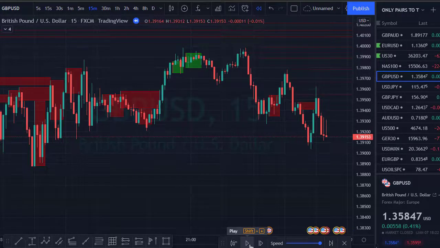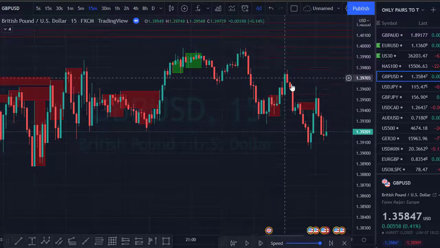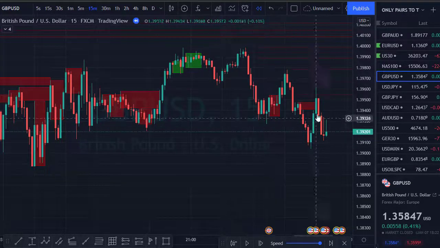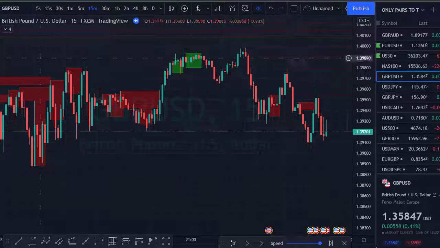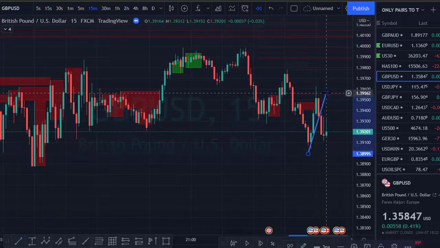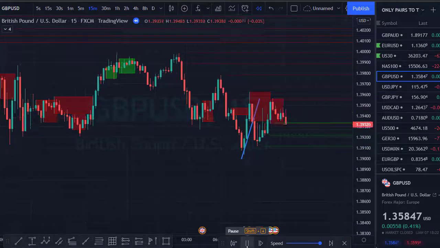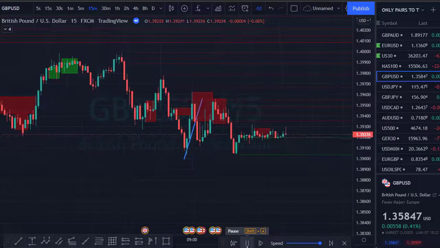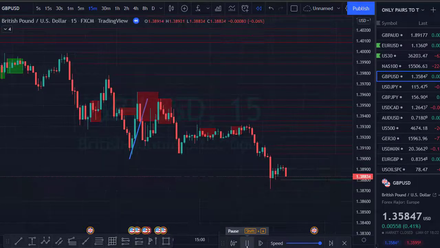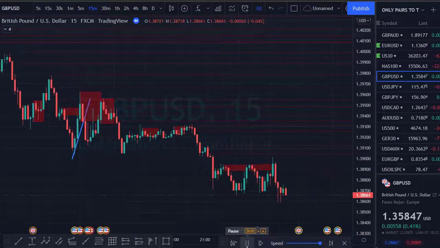Boom, so there it is. See, as soon as it turned red, it came down, broke that structure, came up to this area. And as soon as it closed right there, essentially kind of got in for a sell. And there, give you another opportunity there. More opportunities.